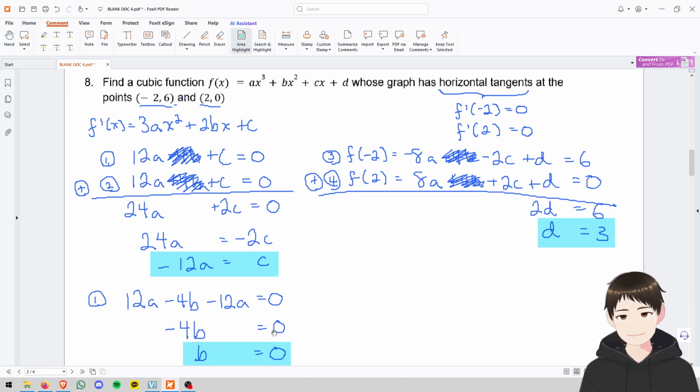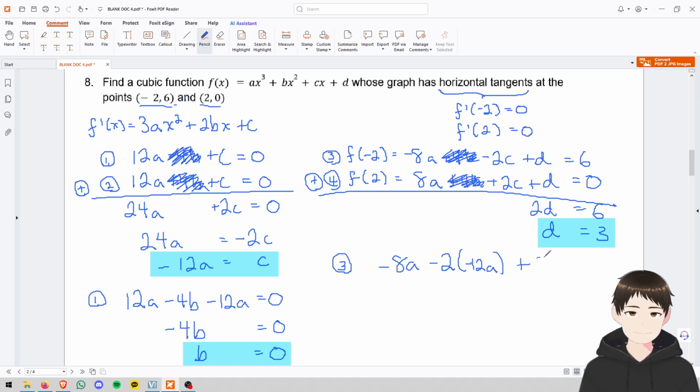And just because I've got that, if I have d, I can plug it in. I have a and c left, but remember, I can substitute that as well. So taking equation 3, I have negative 8a minus 2c plus d equals 6.